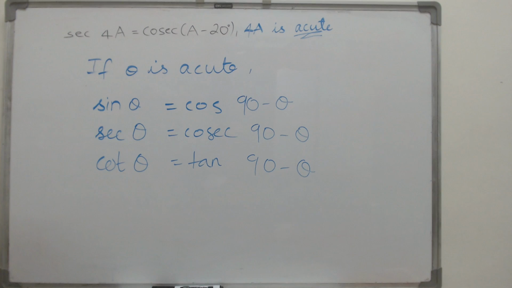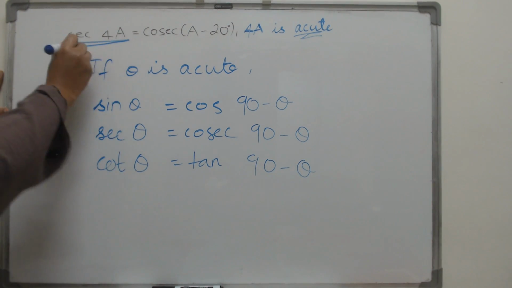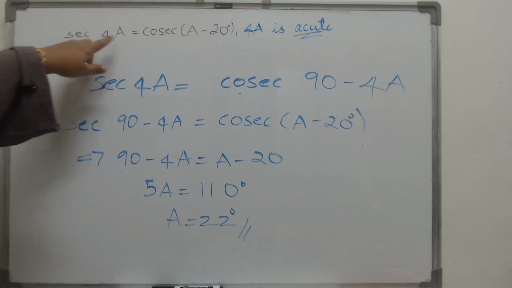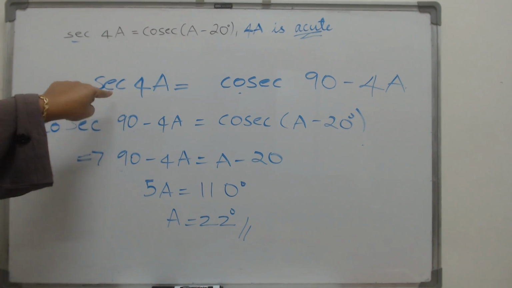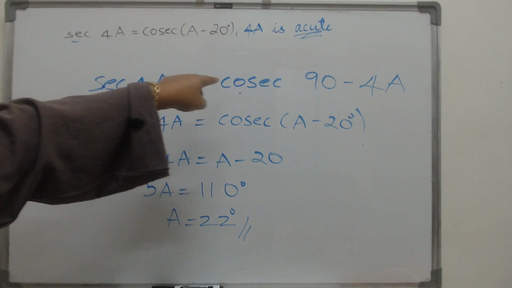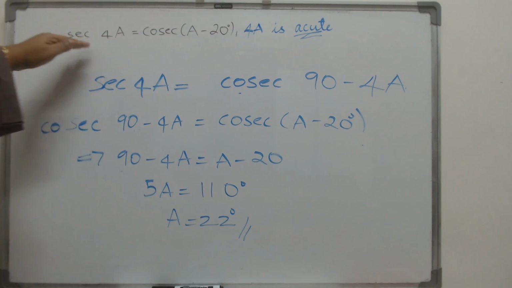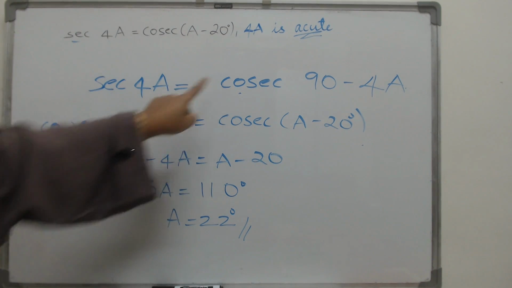Your 4A is an acute angle. That is good news, right? So we will take this secant 4A and change it to cosecant. Now, it is given that 4A is acute. Then what will we have? Secant of 4A is equal to cosecant of its complementary angle. So, in this equation, instead of secant 4A, substitute it with this.